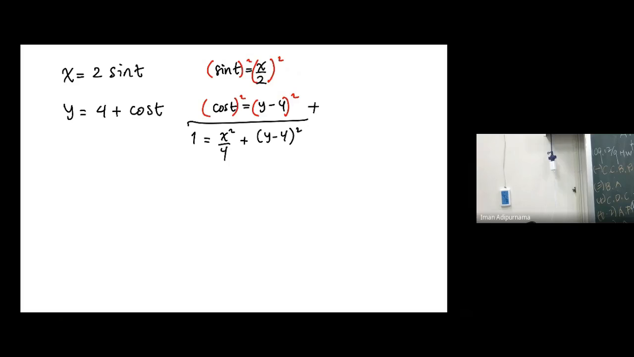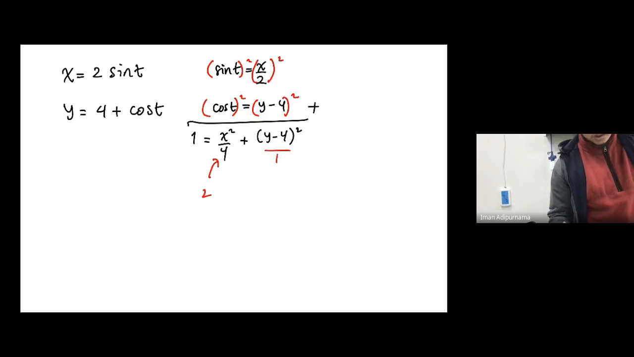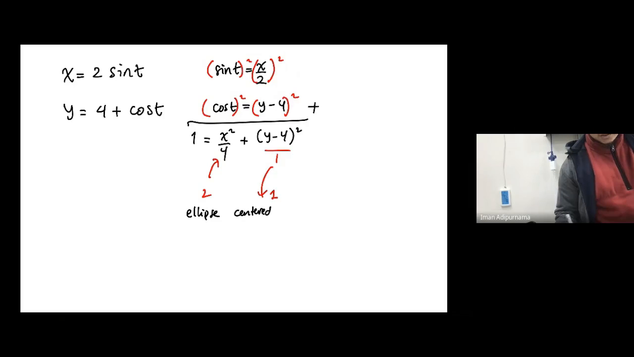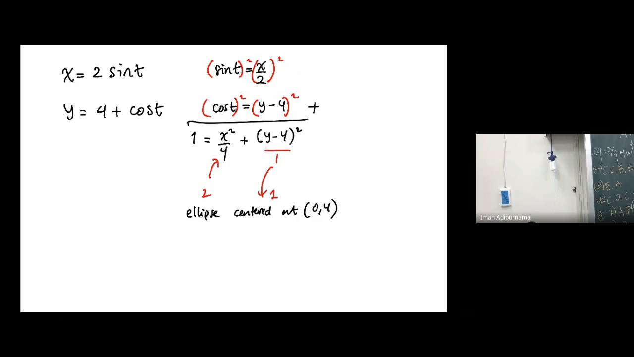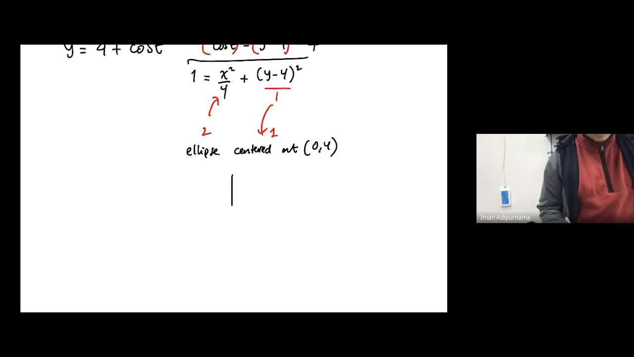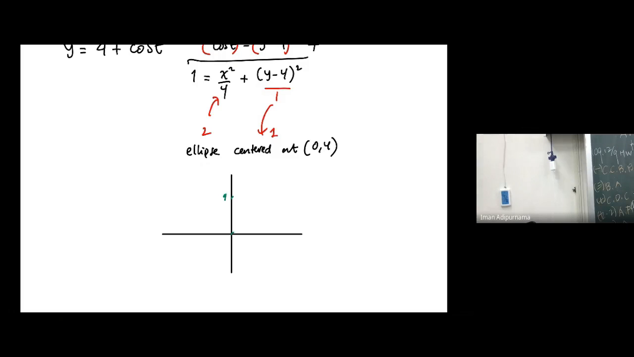You have, this is the length in x is 2, this is 1, the length is 1. So you have an ellipse, but different center. It's an ellipse centered at 0, 4. Okay. So the way you draw, so 0 and maybe 4 is maybe here. So this would be the center of the ellipse.